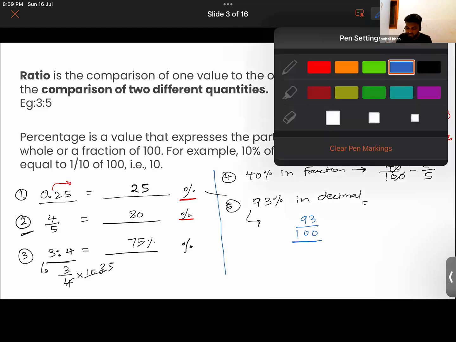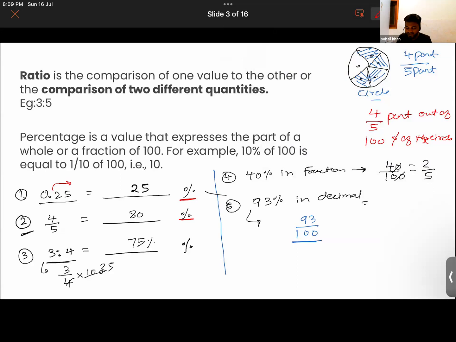So quickly, simply match the digits above with the zeros here. Match this 0 with 3 over here, then match this 0 with 9 over here. Now the digits are only 2 over here, but in the denominator there are 3 digits. So after 2 digits, you will place a decimal. So it's 0.93.